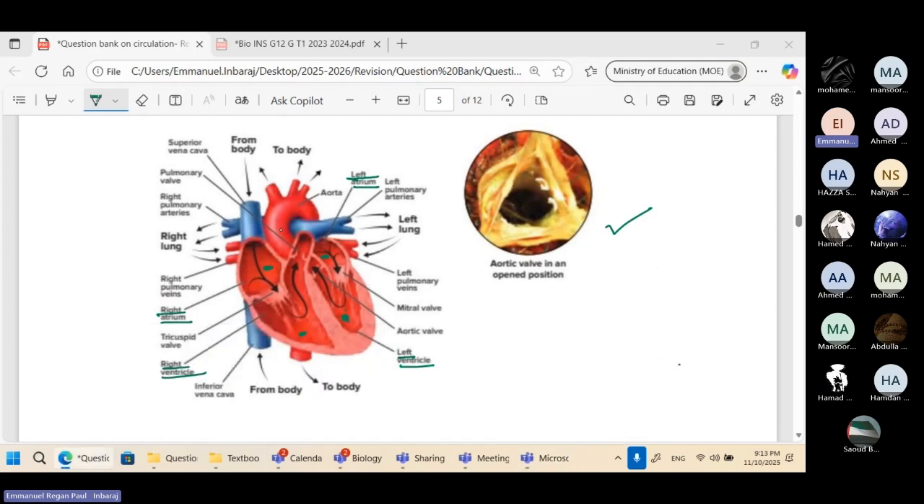Okay, anyways, so these are the four chambers of the heart. The next thing that you should remember are the valves inside the heart. There are four valves inside the heart.